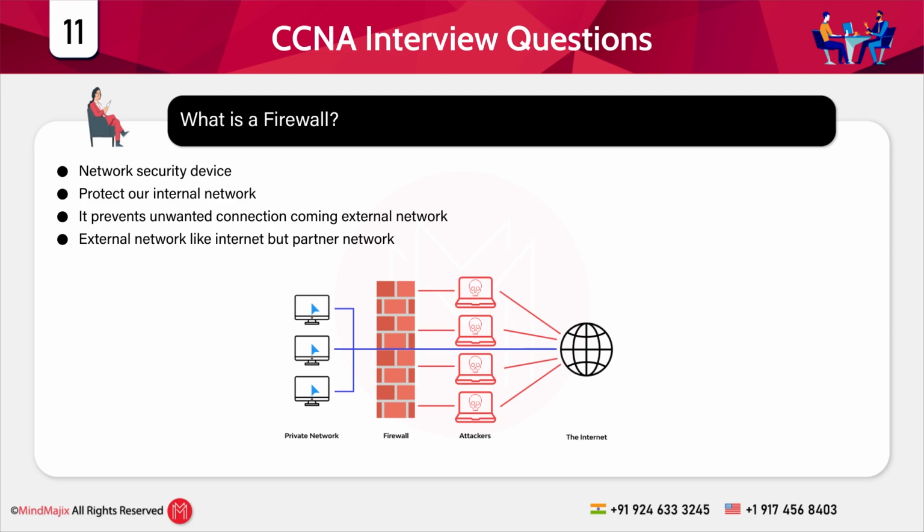An external network most of the time is the internet, but a partner network can also be considered, meaning a business partner. Suppose Cisco is a business partner with Microsoft. Any connection coming from Microsoft can be scrutinized or cross-checked by the firewall. And if it is an unwanted connection or not a required connection, it will be prevented by the firewall. So it is basically a security device. That will be the first point in our answer: it is a network security device, and it protects our internal network.